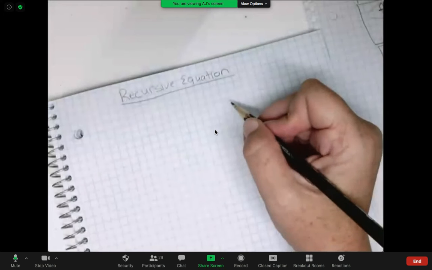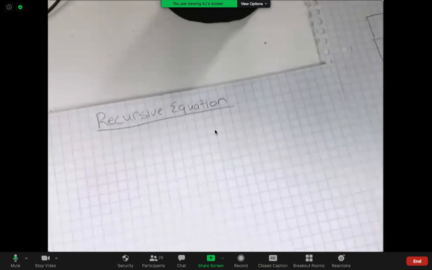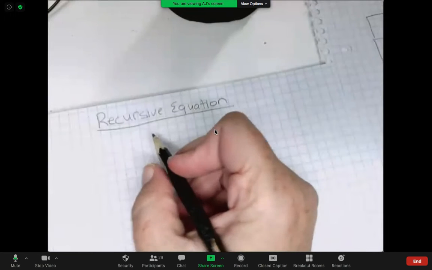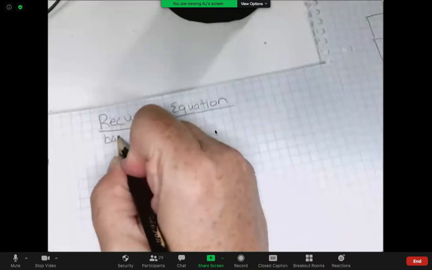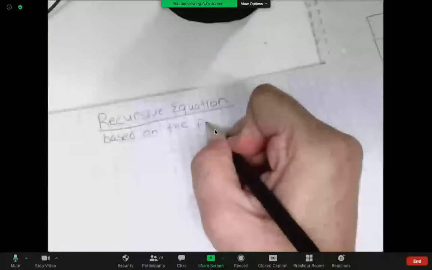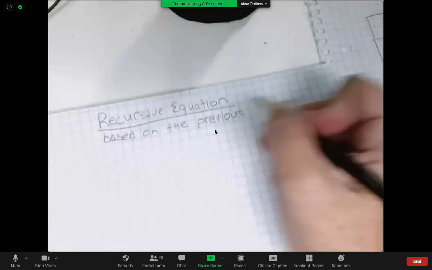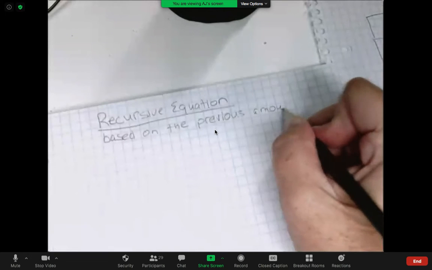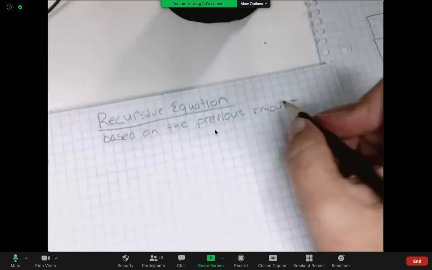And a recursive equation is one that's based on the previous amount. So in this case, when you write this kind of equation, then like a computer reading this equation, it can just take the previous amount and know what to do with it and keep generating the sequence. So let's write that down. A recursive equation is based on the previous amount, the previous answer, or the previous term, right? The term that came before. Previous means before.